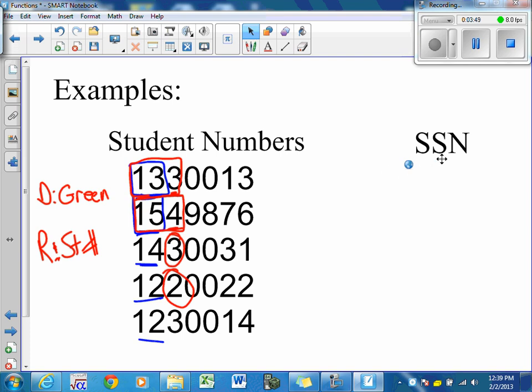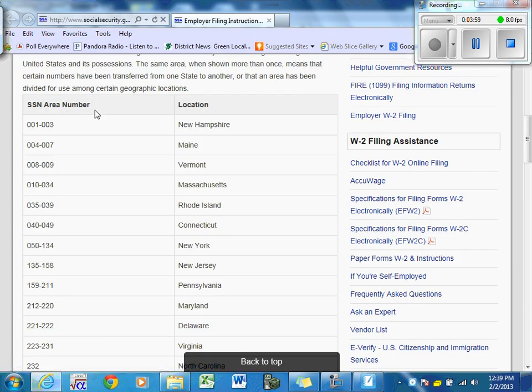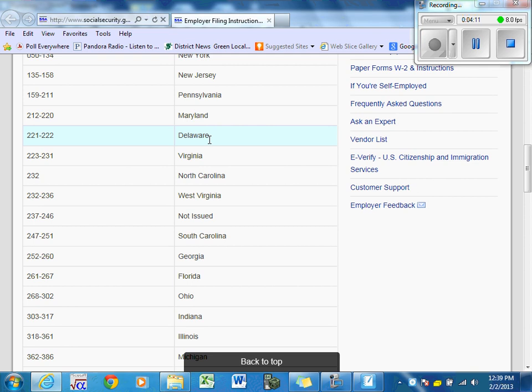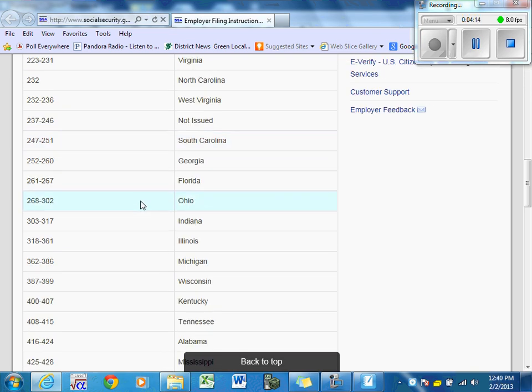Another example is a social security number. All of you have a social security number. You probably don't know it right now off the top of your head, but you have a number. And if you look at your social security number, the first 3 digits are what's called the area number. And it has to do with where you were born. Every state, as you can see here, has its own first 3 digits. So if you were in Ohio, your first 3 digits are 268 to 302. Those will be the first 3 digits of your social security number.